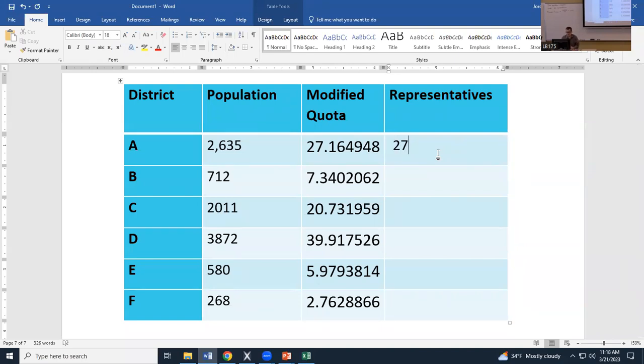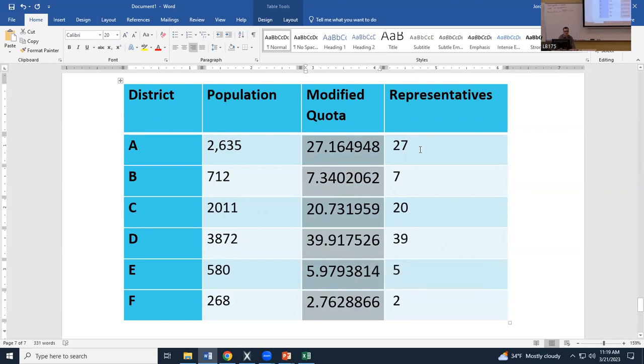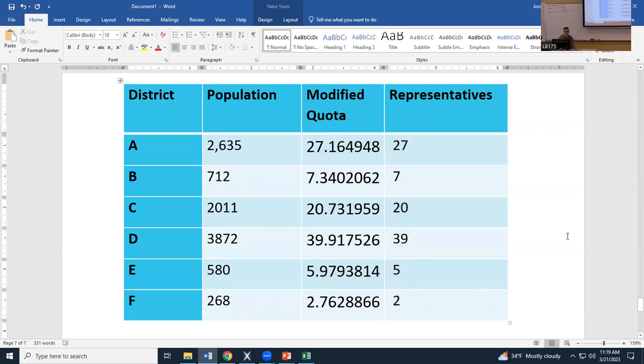Now, I know District A has 27, B has 7, C has 20, D is going to have 39, E is going to have 5, F is going to have 2. Okay. Now, what's going to happen on the test or on the homework is this. It's going to use a divisor, which is 3.78 from the standard divisor. Does that make sense? And you'll have to figure out that that means 97, and then fill out the modified quota, and that'll give you a certain number of representatives. Is that okay? Not too crazy?